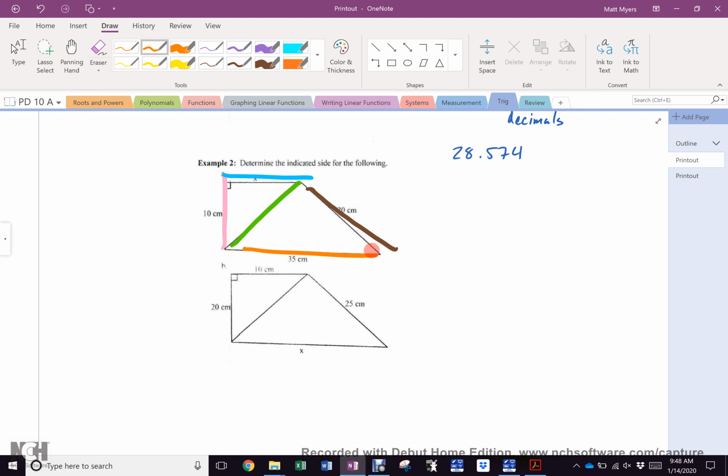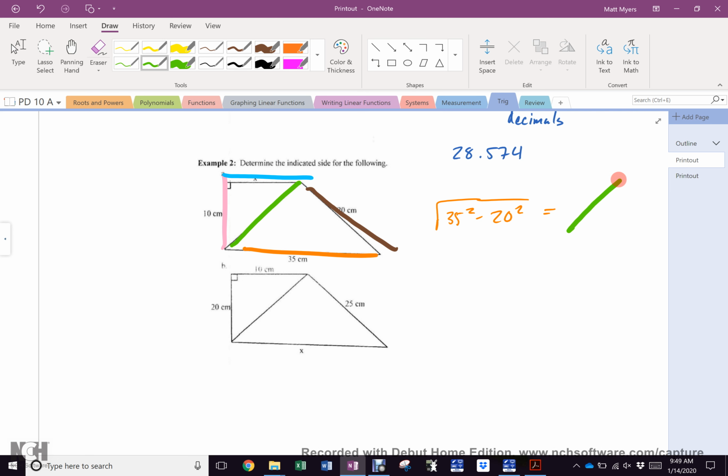The green line. What theorem? Okay. So what would be the legs you would use to find that? You would use the brown and the orange? So you would go the square root of 35 squared minus 20 squared would equal the green line. Right? Who agrees with her?